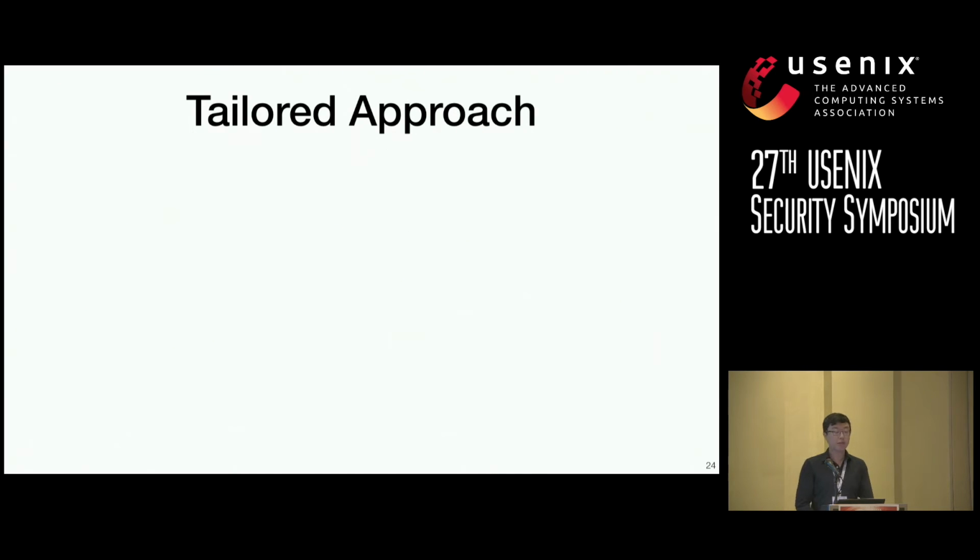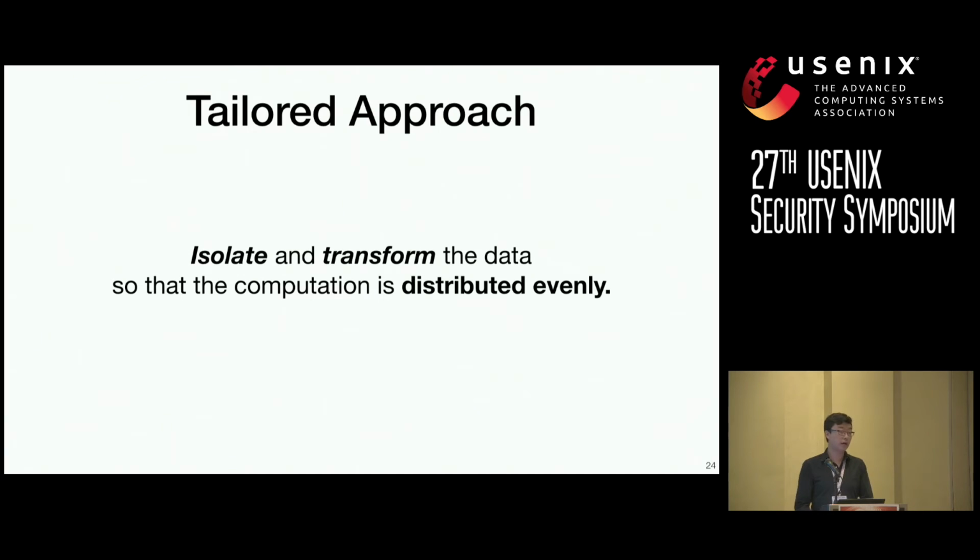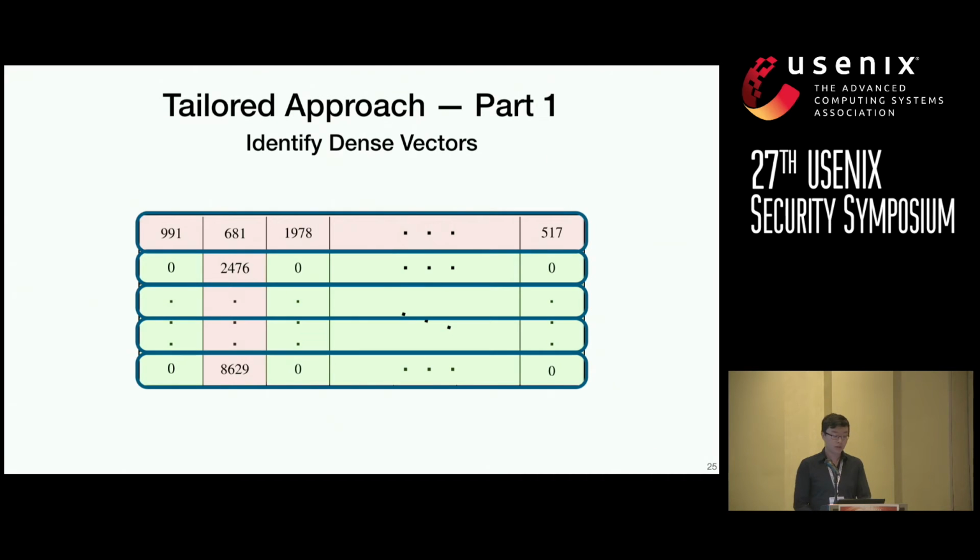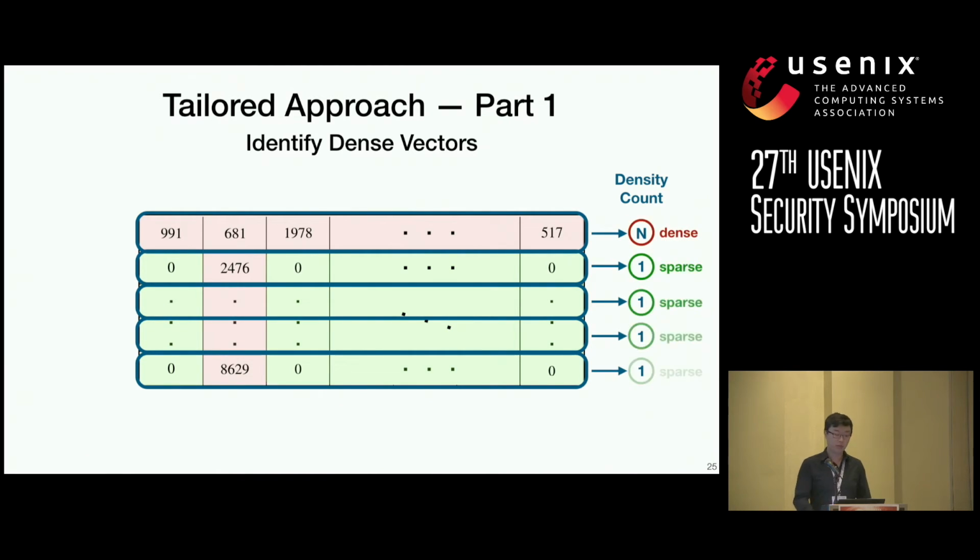So we designed and implemented a tailored approach to evaluate our witness reduction. The approach we took was to isolate and transform the data so that the computation is distributed evenly. Let me show you at a high level how we do this. So we start with an almost sparse matrix A from before and perform a pre-processing step whereby we compute the density count for each partition.